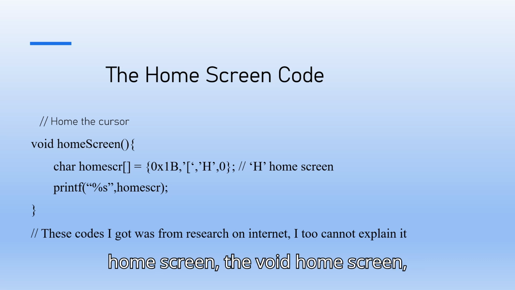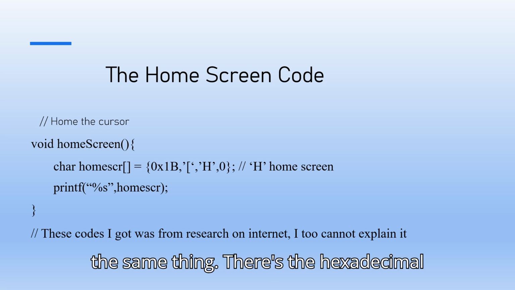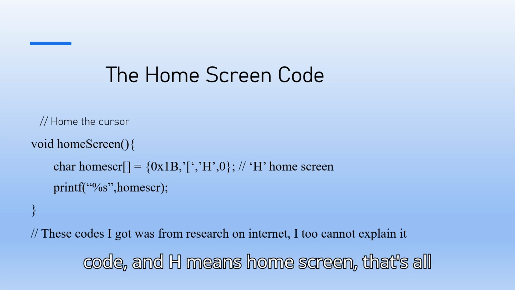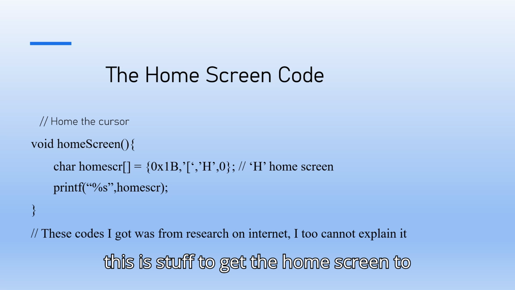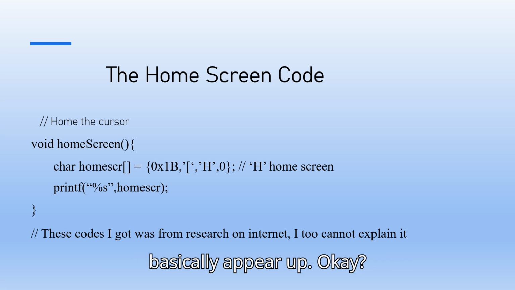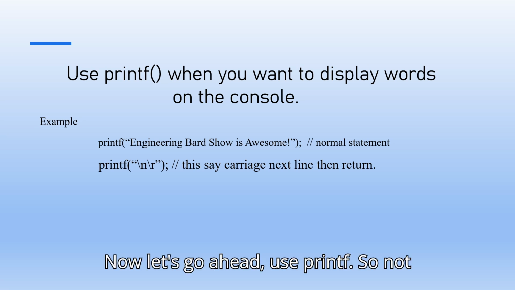Next is the home screen, the void home screen, char home screen, and you have to do the same thing. There's the hexadecimal code, and H means home screen. That's all I know. And there's printf, and then just this stuff to get the home screen to basically appear. Okay. Now let's go ahead and use printf.